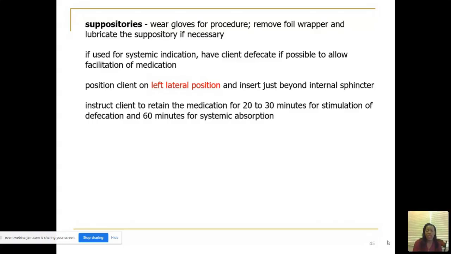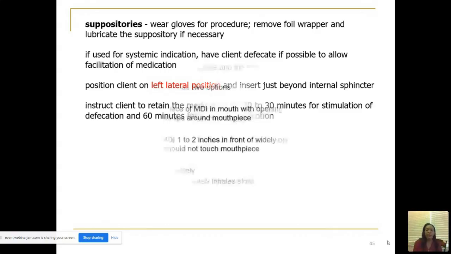Oh, one more thing with rectal. Don't forget, go past the anal sphincter. Okay, so there's a sphincter. Go past that. If not, your medication will come right back out. So a couple of things: glove up, lubricate, left lateral, go past the anal sphincter, and teach the client, do not defecate for me for at least an hour, okay? Because if not, the medication comes right out. And this is a skill, okay? Step one, step two, step three, okay.